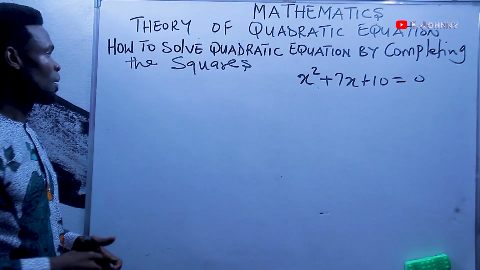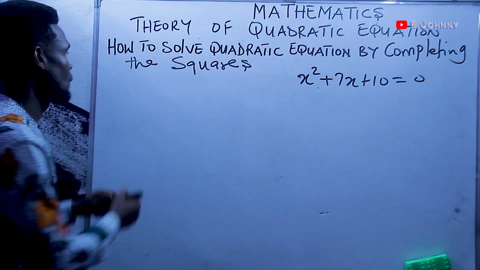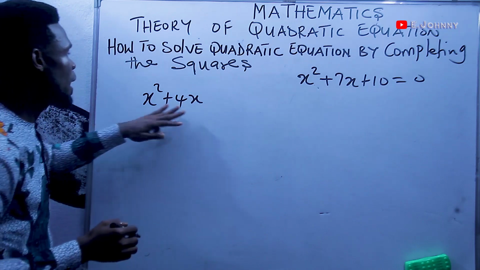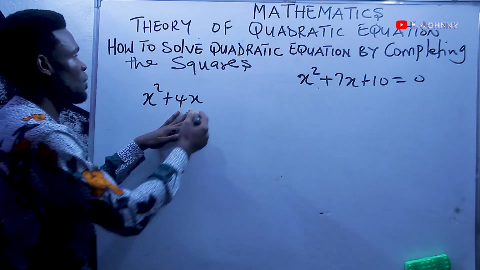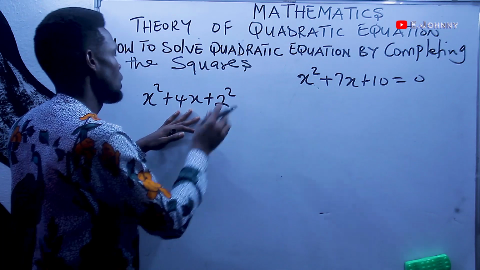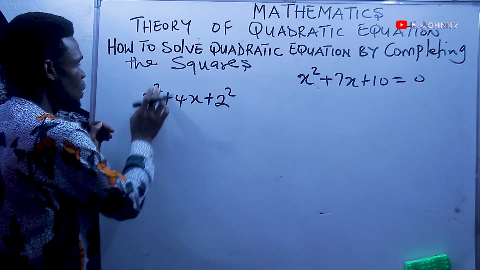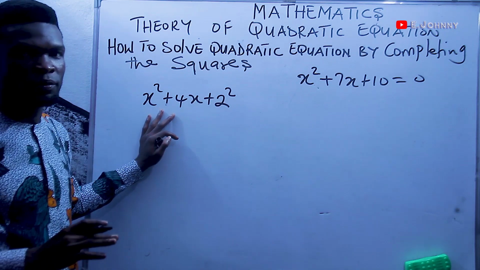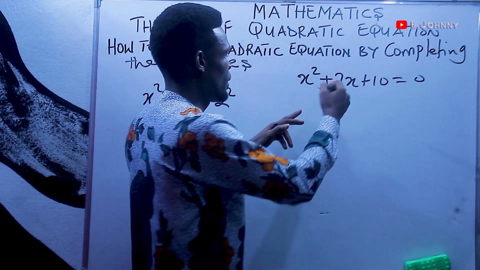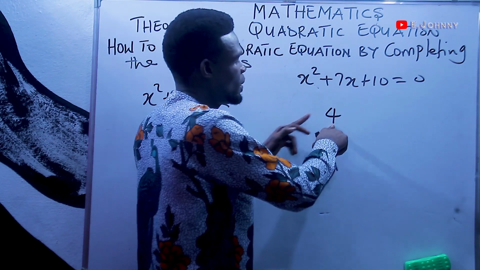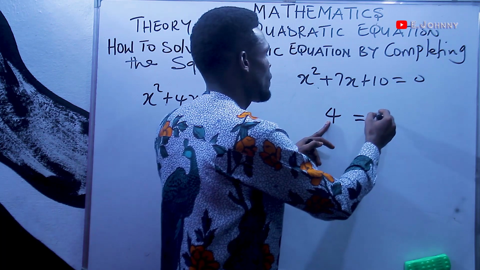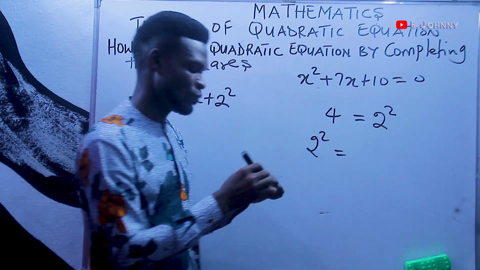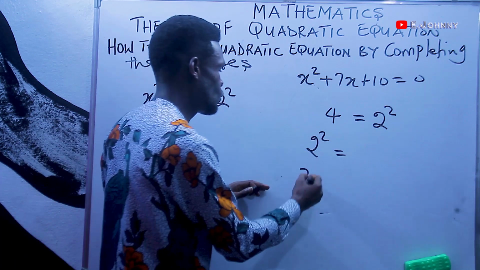Having known that, we have said that if I have x squared plus 4x, what must be added to make it a perfect square? We said 4, which is 2 squared. I added 2 squared to x squared plus 4x to make it a perfect square. If that is true, remember what I said, that if I have a number 4, this number is a perfect square. Why? Because I can write it as 2 raised to power 2, which means 2 times 2.